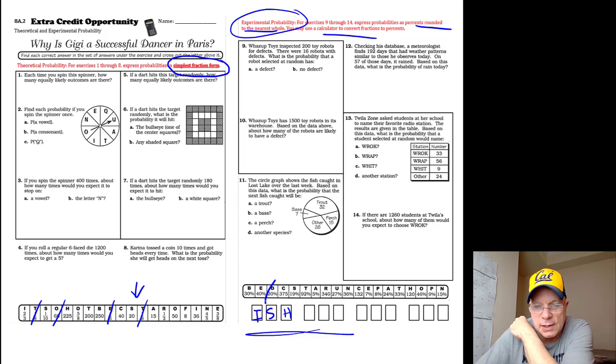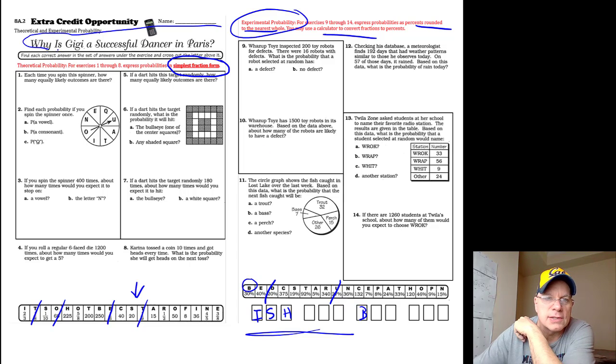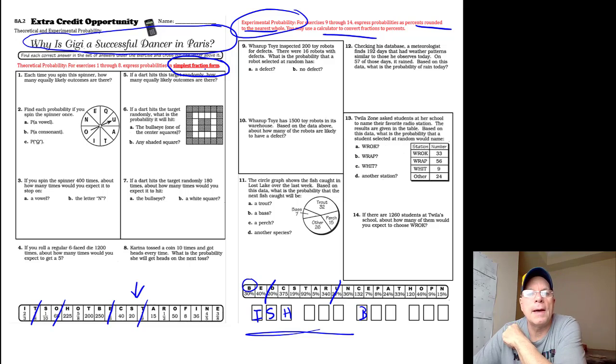If you find 20%, cross off this one. If you find 27%, cross off this one. And then the remaining letters will be the ones that fill in these last spaces. And you'll get the hilarious answer to the riddle, why is Gigi a successful dancer in Paris?